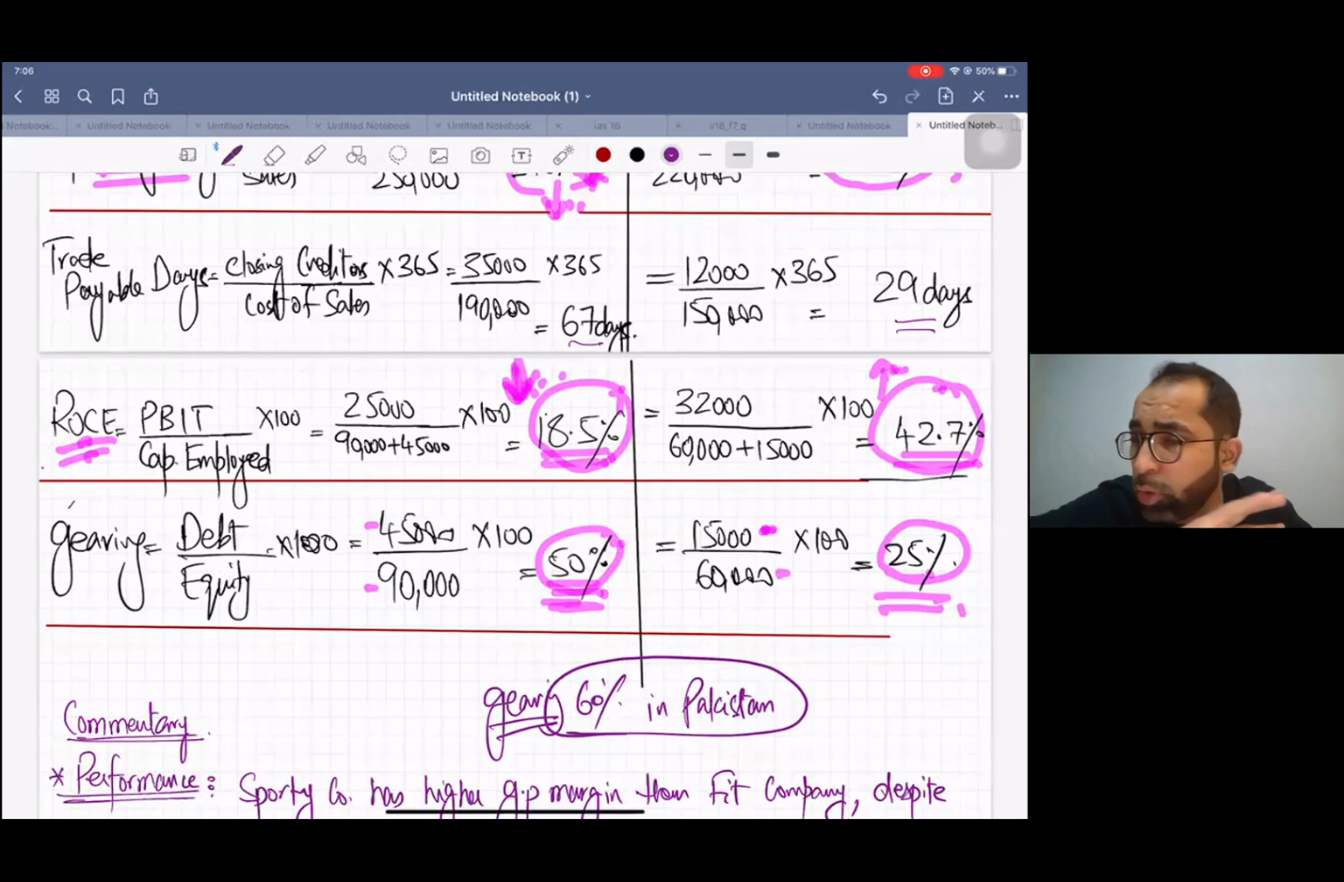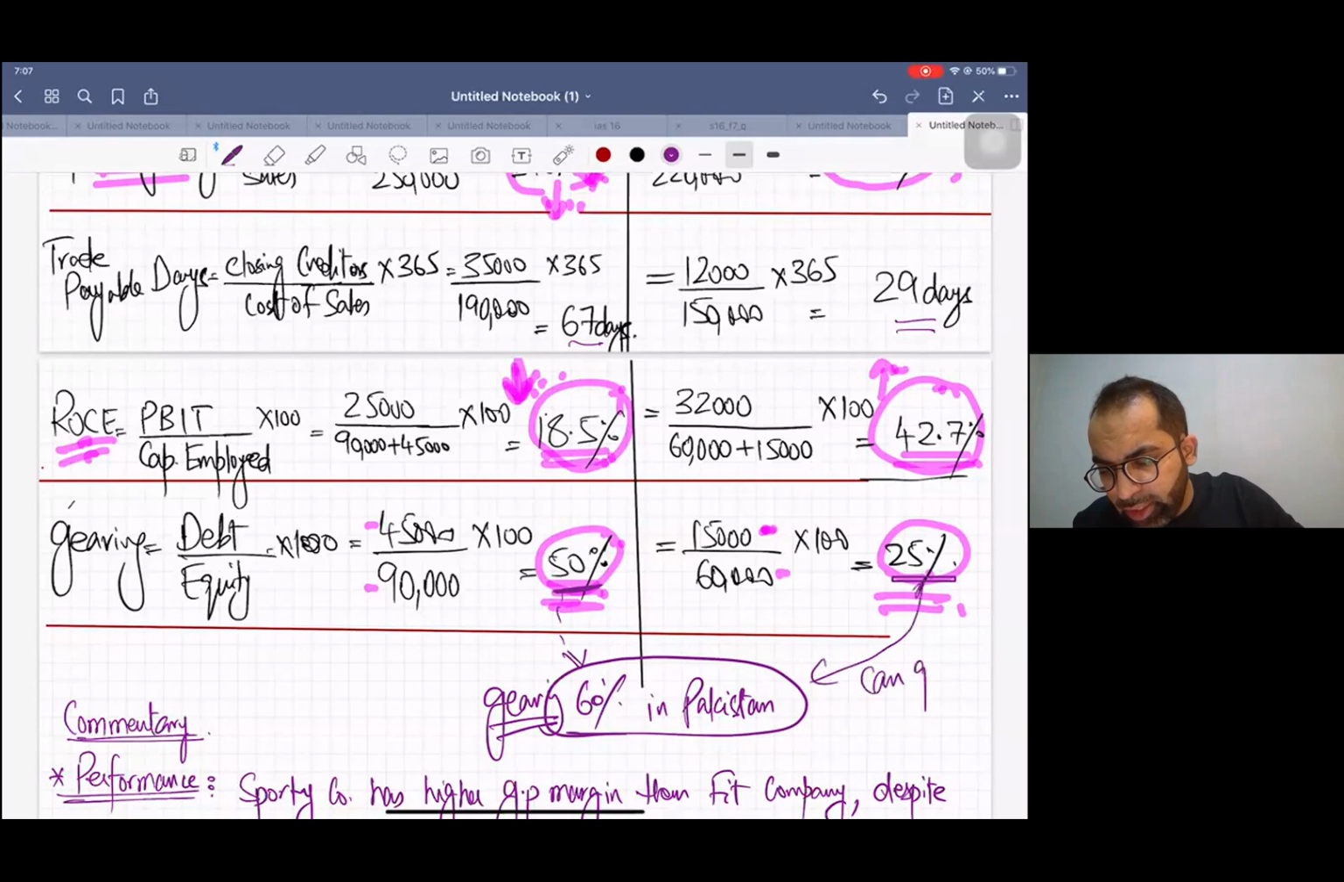If you cross this 60% limit, you will be compulsorily wound up. You will be compulsorily liquidated by the government. That means by law you can't cross 60%. That was a law in the past in Pakistan. So now just imagine: Fit company is already at 50%, but Sporty company's gearing is 25%. So now, if Fit company wants urgent money, can they arrange more loans? No. Fit company is already at 50%. They can only increase by 10% if you compare with the existing law in Pakistan. But yes, Sporty company can generate extra finance, extra loans, easily.